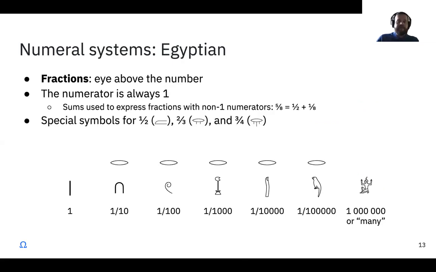The Egyptian system is remarkable because they have introduced some more advanced math concepts, such as fractions. You just put a mark above the number, with the numerator always being 1, and sums being used to express fractions with numerators other than 1. So if you want to express 5/8, you do 1/2 plus 1/8. And there were special symbols or shortcuts for the most commonly used fractions, even ones with non-1 numerators, such as 1/2, 2/3, and 3/4.